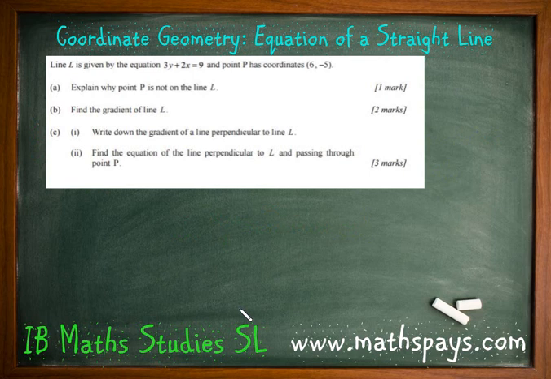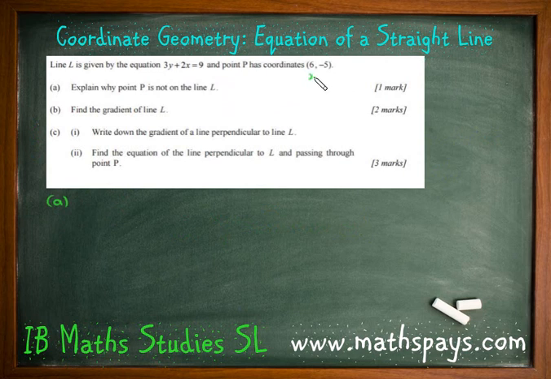Okay, now this is coming from some IB papers, of course. So the first one says that line L is given by the equation 3y plus 2x equals 9, and point P has a coordinate 6, negative 5. Alright, now the first question, although it's not in this particular lesson, we will do it. How do we know that P does not lie on the line?